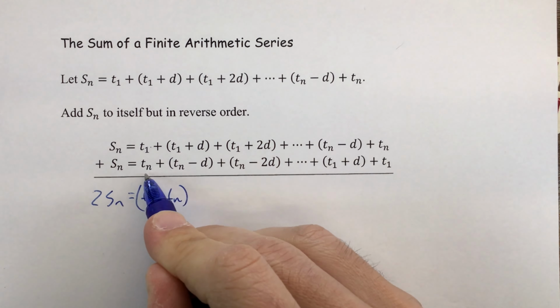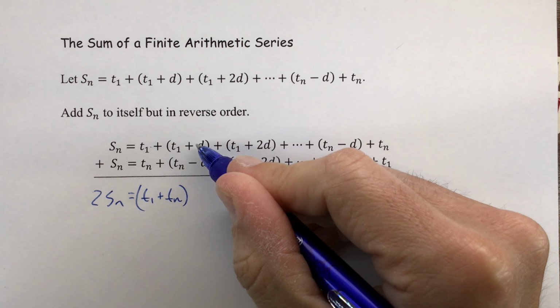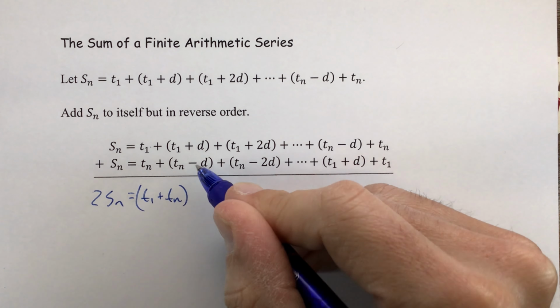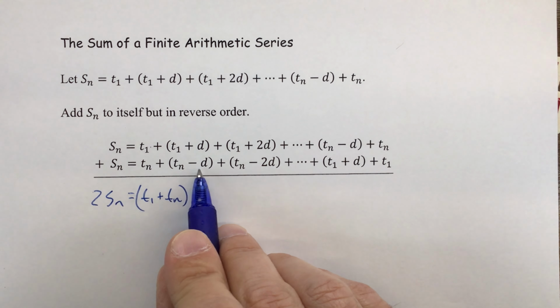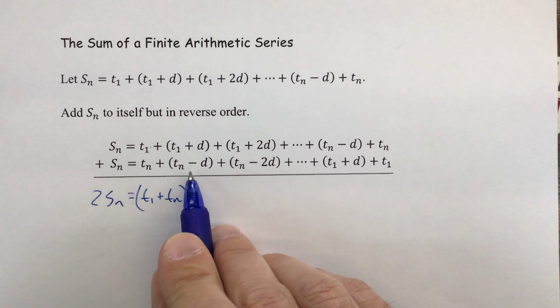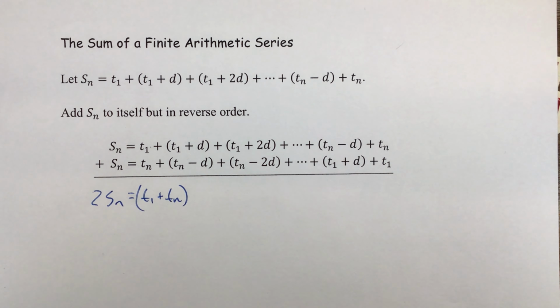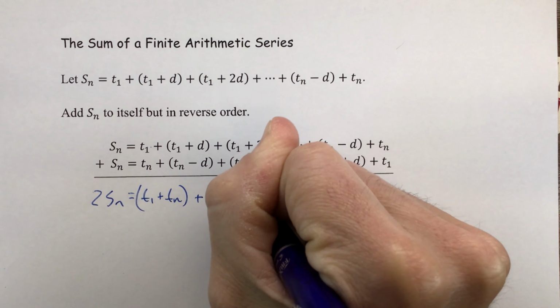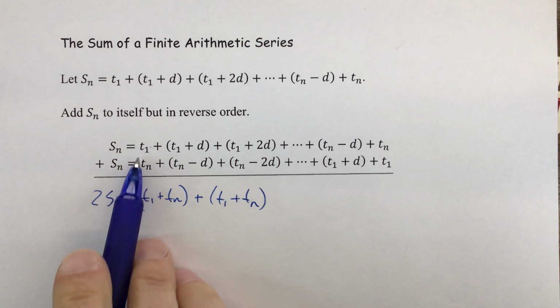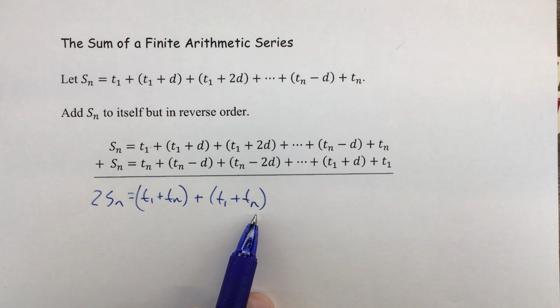Okay, you're going to get that sum. The next sum that you would get, so if you're adding vertically here, you're going to notice that we have a T1 plus D, and then you got Tn minus D. So that plus D and that minus D will actually cancel each other out, leaving you with the same thing that we got for the first two. You're going to get T1 plus Tn.